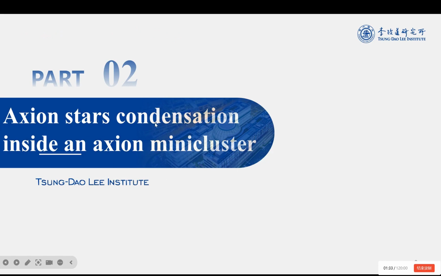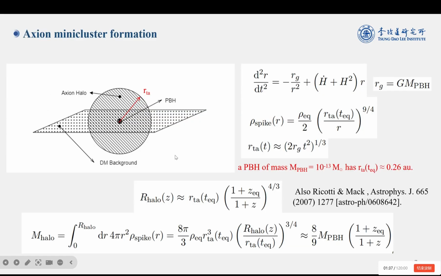Let's see the axion star condensation inside an axion mini cluster. Here is the basic physical picture of our system. After the PBH forms, it will attract dark matter from the dark matter background, and then the axion halo will form around this PBH. This process is governed by the gravity of the PBH and the expansion of our universe, which will induce a profile with a minus 9/4 power law.